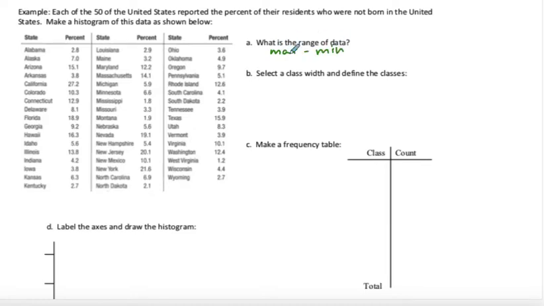This is where we'll start describing our data numerically. The maximum, if we look through our list of data, I believe is California, 27.2, minus our minimum, which I believe is West Virginia here at 1.2. So our range is 26... Let me put a decimal in there, 27.2 minus 1.2. Subtract. Anyway, the range is 26%.